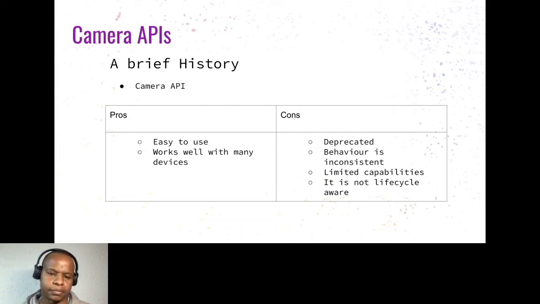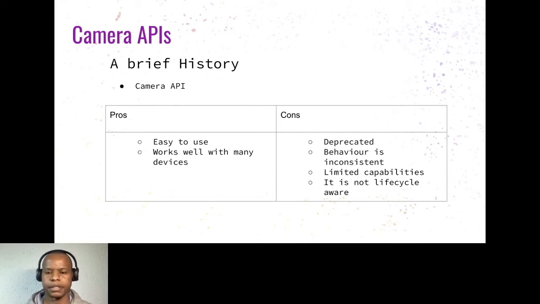The disadvantages to this camera API is that, well, yeah, it's deprecated. So if you are building a camera, you probably don't want to use a deprecated API because obviously there might not be support for that in future. So the behavior of this camera API is inconsistent across devices. And part of this problem exists because of the fragmentation in Android. Different makes tend to do different things with their camera and allow different things.